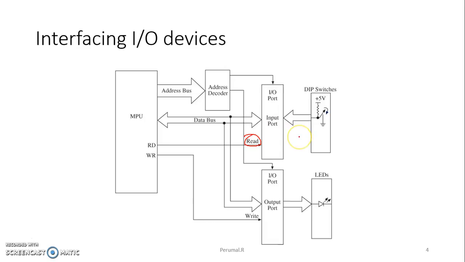The same way for writing to the output port. Output port is nothing else, your simple latch. It's a latch. The same thing, we need to decode the address. The corresponding output device should be selected through this signal and a control signal should be generated and it will enable the output port, that is the latch, and your data will be written to the LED. This is the basic block diagram of how I/O devices are connected.